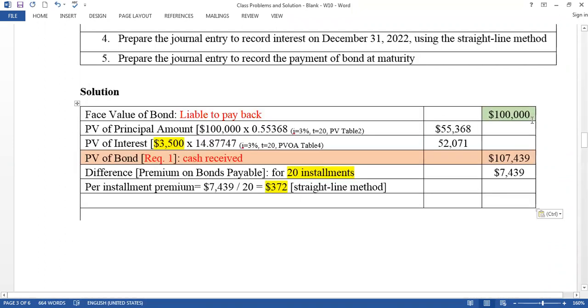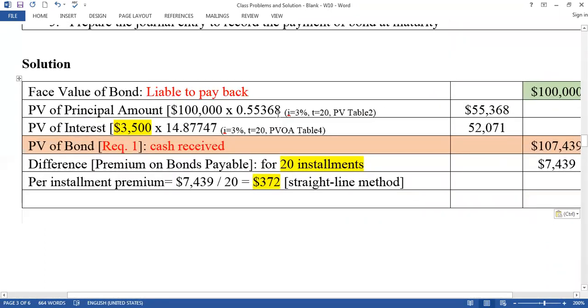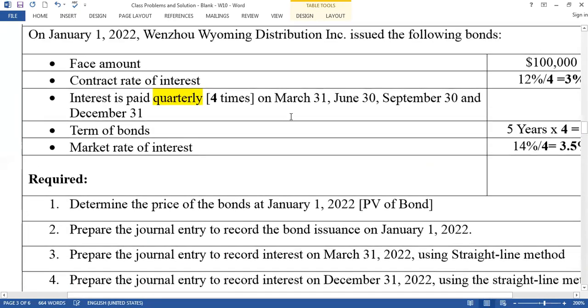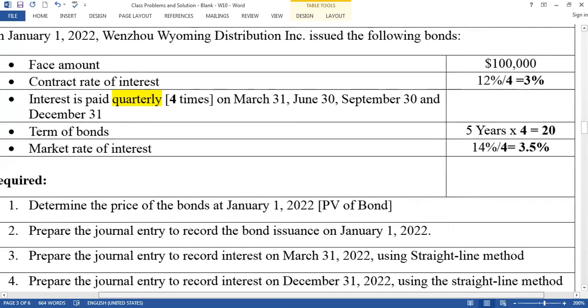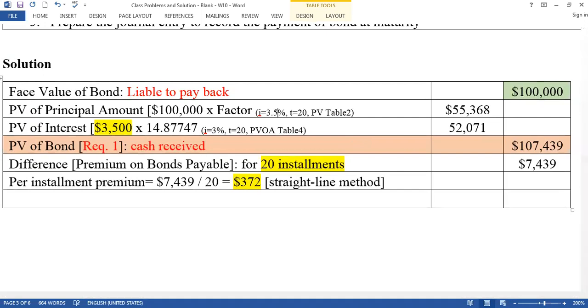So face amount of the bond $100,000. Now how to calculate the principal amount of bond? You can see the changes here. Here we are going to change the factor because we will have a new factor. Before, the market interest rate was 3%, now the market interest rate is 3.5%. T equals 20 years and the table is table 2.